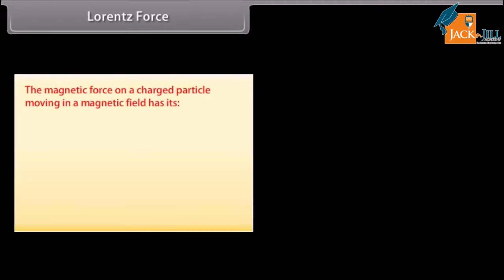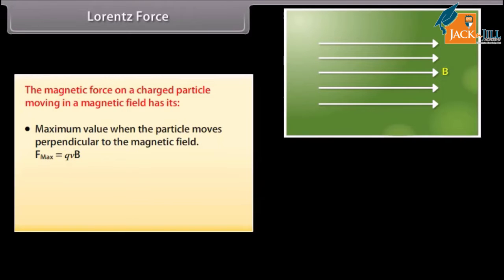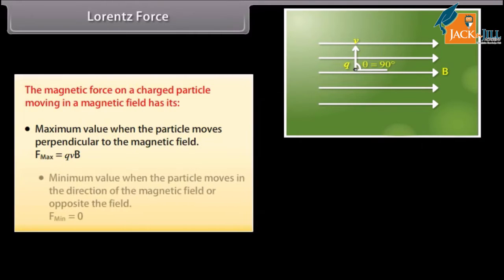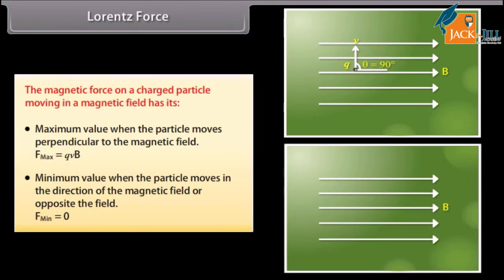The magnetic force on a charged particle moving in a magnetic field has its maximum value when the particle moves perpendicular to the magnetic field. F max = qvB. It has a minimum value when the particle moves in the direction of the magnetic field or opposite to the field. F min = 0.